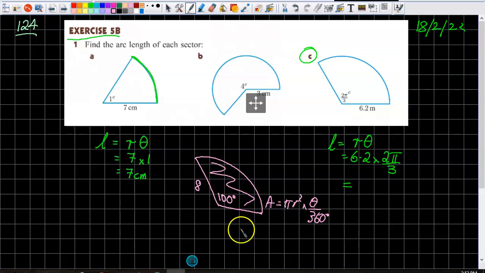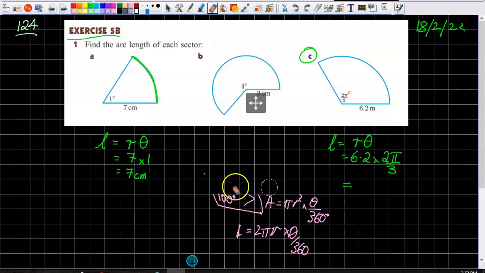If I was wanting the arc length, then yes, I would go arc length is 2 pi r times theta over 360. So if it gives you degrees, like if you're helping your little brother or sister, please don't show them the radian stuff. You'd be doing this. But as soon as we see radians, we go for our formulas. All right.